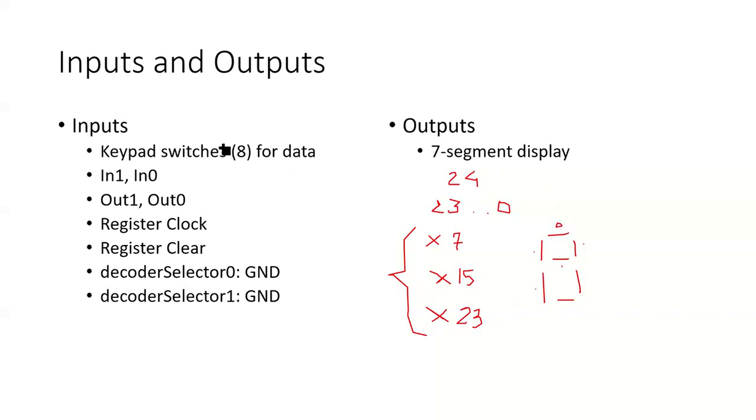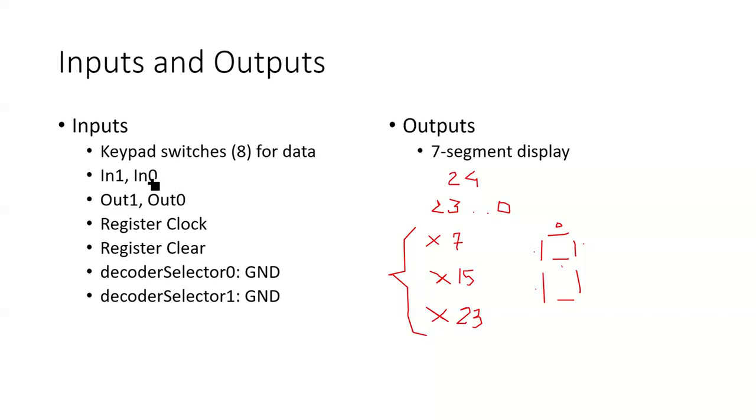Now let's take a look at the inputs. In inputs, we have 8 bits, which are switches. So your data will come from 8 of the switches. Then you have in 0, in 1, which will control where the data is coming in from. I mean, where are you putting the data in which of the registers?